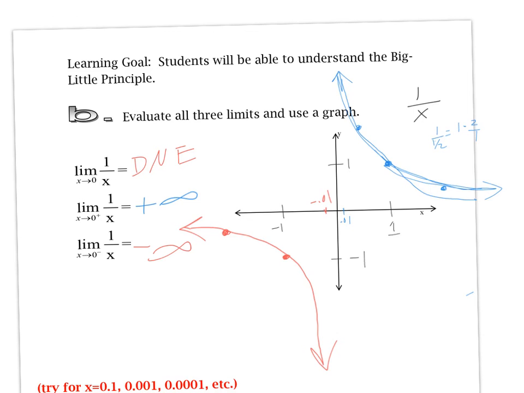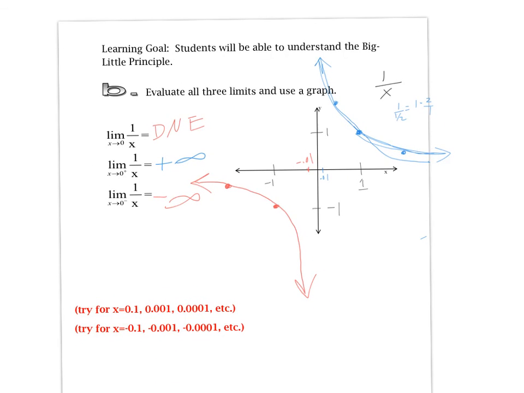And you could try plugging in even smaller values and see what you get, but you're just going to get really, really big negative numbers or really, really big positive numbers the closer and closer you get to 0.